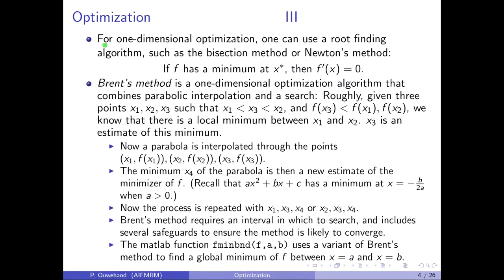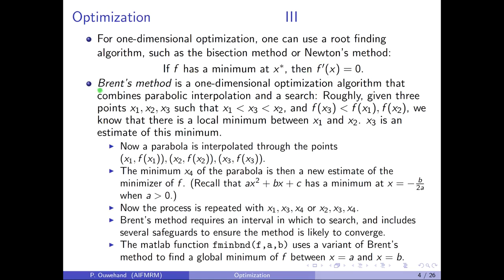For one-dimensional optimization, in other words, optimizing functions of one variable, one can use a root-finding algorithm to locate the minimum of a function f. A root algorithm such as the bisection method or Newton's method that we covered earlier on. The reason for this is that if f has a minimum at a point x star, then the derivative of f is 0 at that point. In other words, the minimum x star is a root of the derivative f prime.